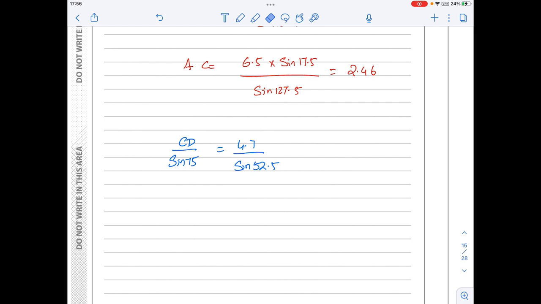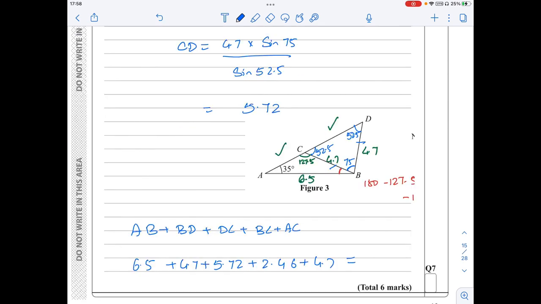Then I will be getting the value of CD. CD equals 4.7 times sine 75 divided by sine 52.5. So what does that become now? 4.7 times sine 75 divided by sine 52.5, which will give me nothing but 5.72. So the perimeter, all the sides, you should be getting it as 24.1. That's going to be the answer.